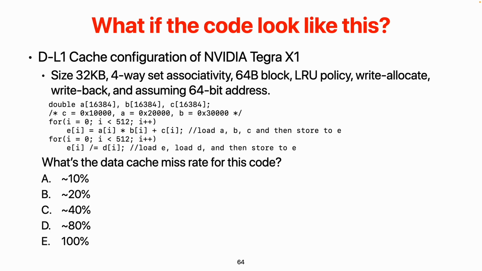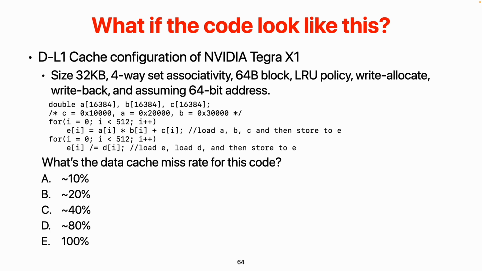For the first loop, I think there's going to be a miss rate of 12.5%. Because 4 sets, 4 blocks per set, and since one block can have at most 8 elements of the array, so 1 miss per 8. So the first one is 12.5.